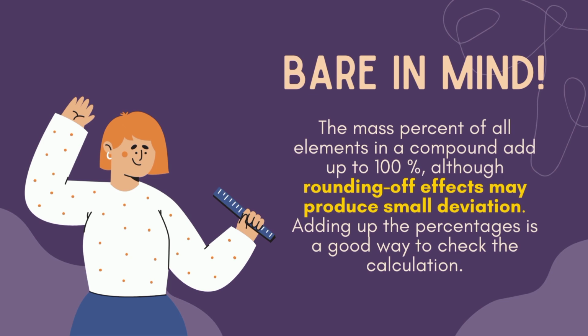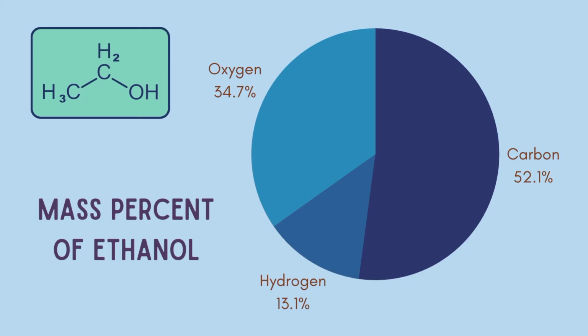effects may produce small deviation. Adding up the percentages is a good way to check your final answer or to check your calculation. Let us try to visualize the percentage composition of ethanol with the use of a pie graph.